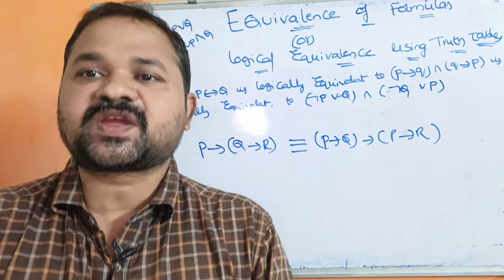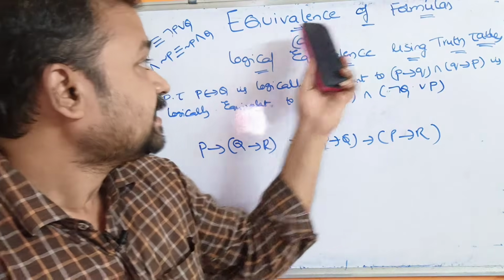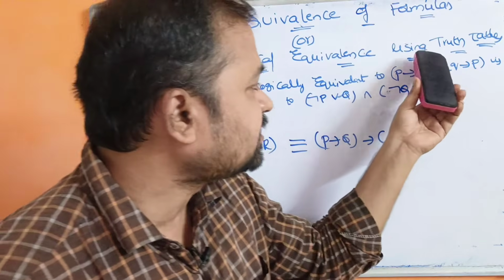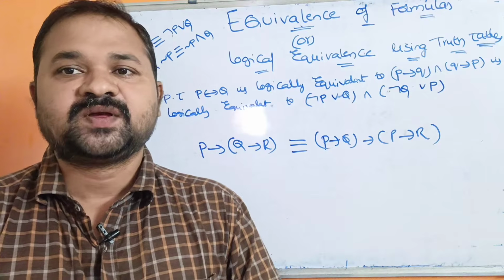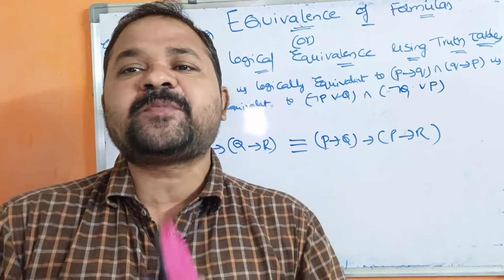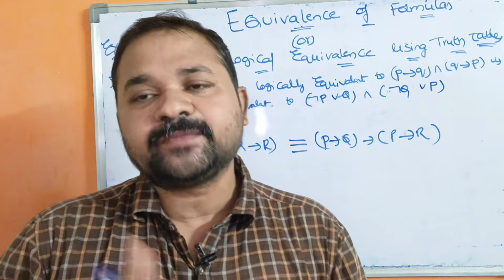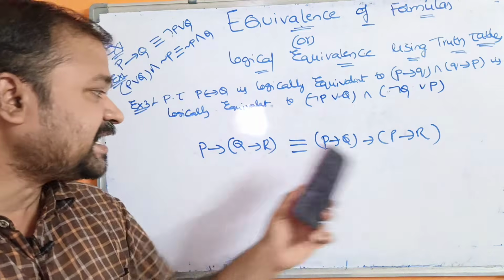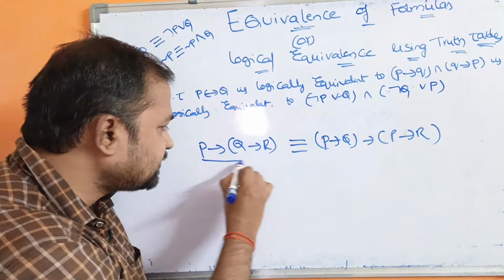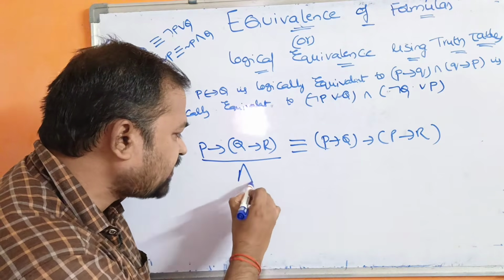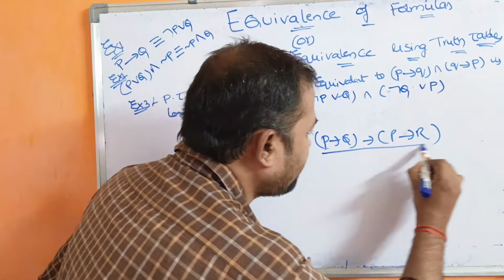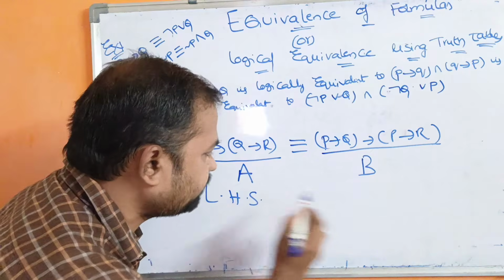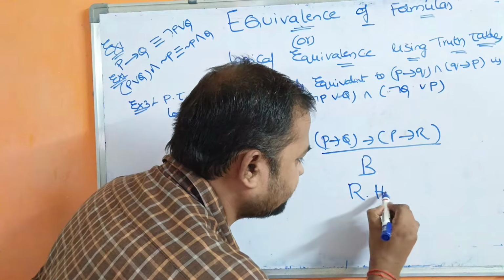In this video, we are going to discuss equivalence of formulas, or logical equivalence using truth tables. We can say that two propositions are equal if their truth tables are the same. Let us take this example. Here, let us assume that this proposition is A and this proposition is B. So A means it is on the left hand side, B means it is on the right hand side.